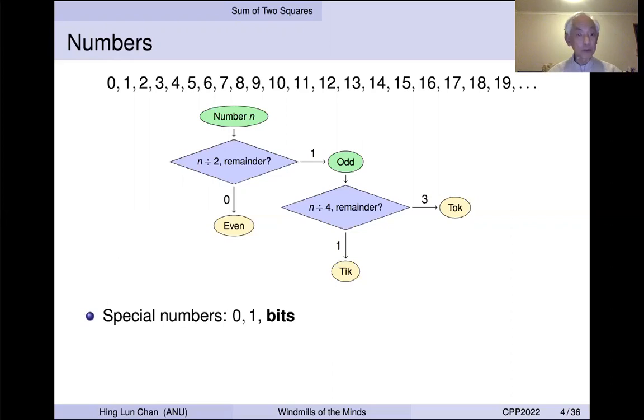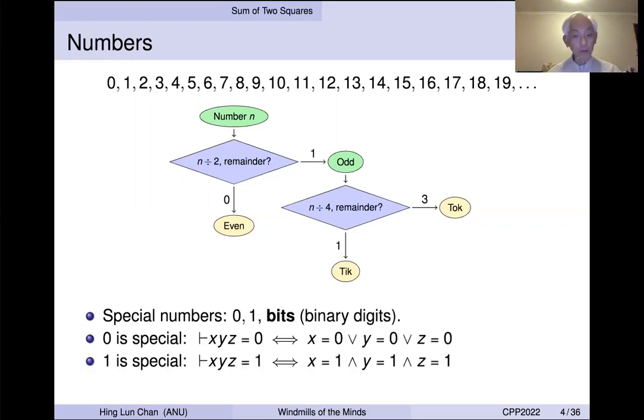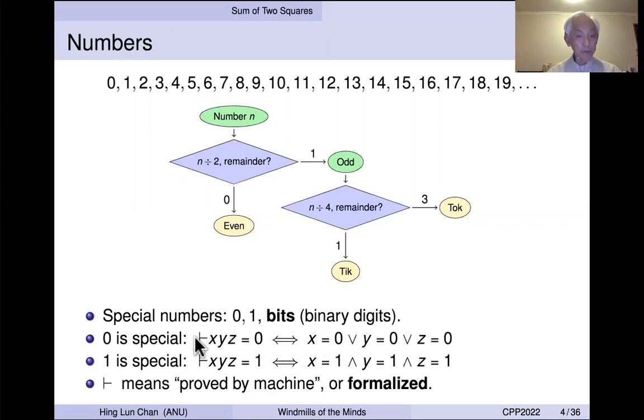The first 2 numbers, 0 and 1, are special. I call them bits for binary digits. 0 is special because of this theorem, and 1 is special because of another theorem. This symbol, the turnstile symbol, means that the theorem has been proved by a machine, or what we call formalized.